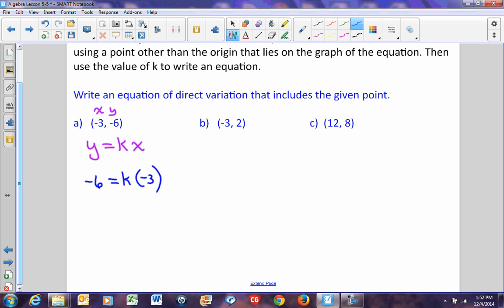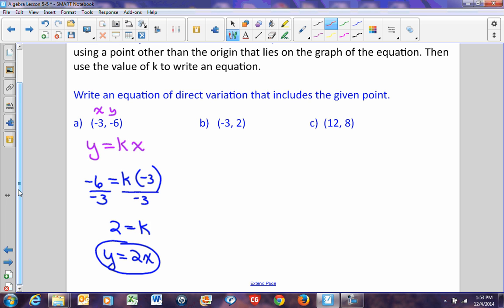To solve for k, I'm going to divide both sides by negative 3 because I have to get k all by itself. Negative 6 divided by negative 3 is positive 2, and that's going to equal k. So I now know my constant of variation. If my constant of variation is 2, I can write my equation of variation, because the equation is y equals k times x. So y equals 2x is now my direct variation equation. Very simple to do. Find what your constant of variation is, plug that into the direct variation equation, and you have your equation.